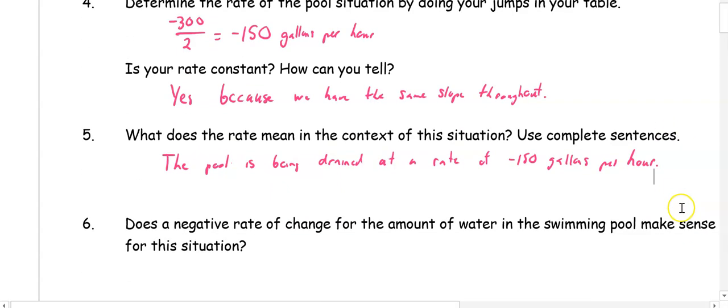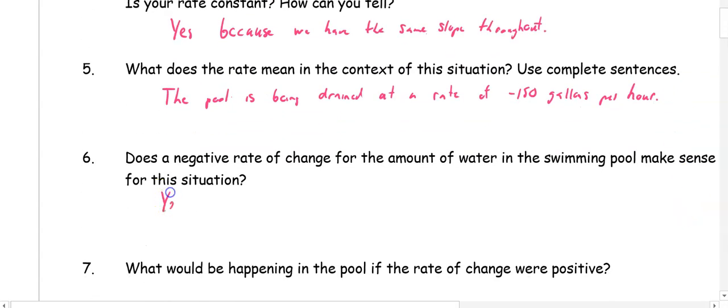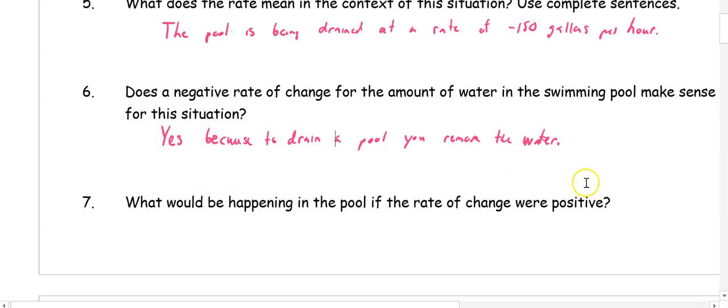Does a negative rate of change make sense for this? Yes, because to drain a pool, you need to remove water. So because we have a negative rate of change when we are draining the pool, if we had a positive rate of change, we would be filling the pool.